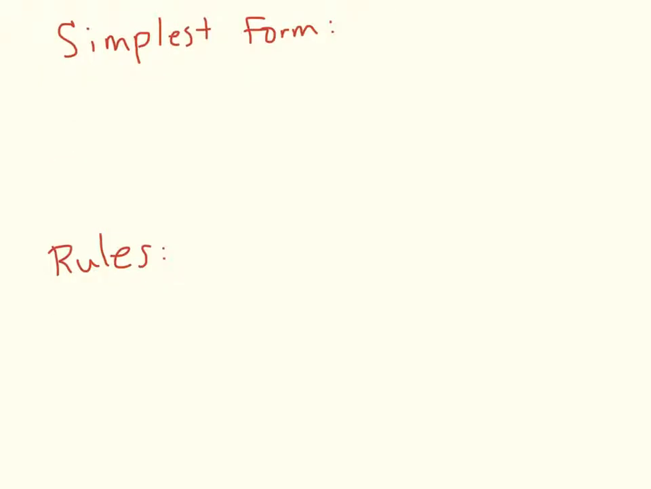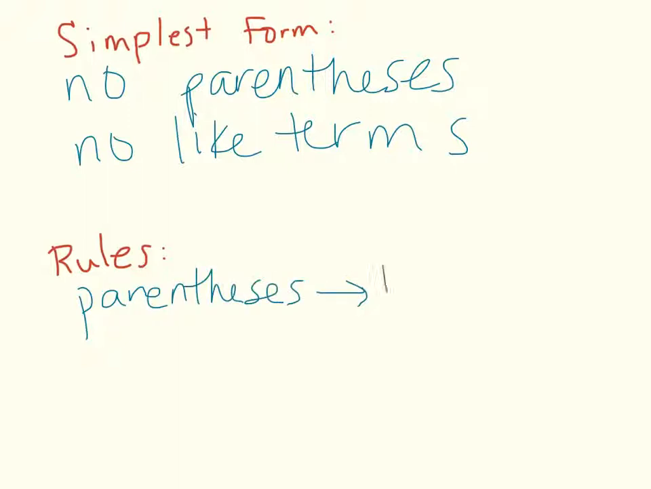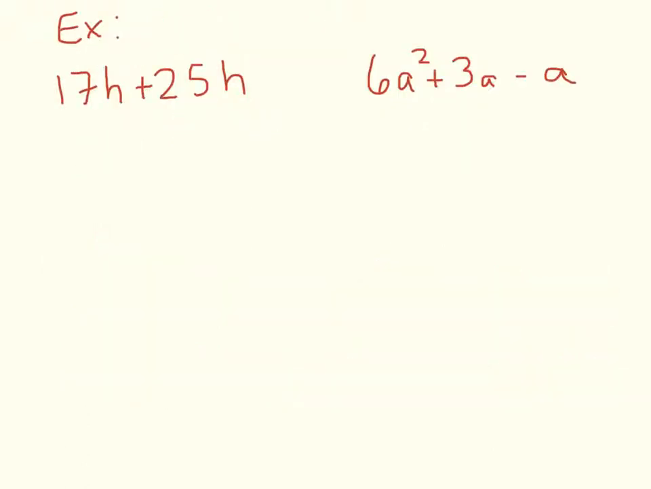So, simplest form means very simply no parentheses and no like terms. And my rules, well, how do I get it in simplest form? If there are parentheses and I need to get rid of them, I distribute. And if there are like terms, then I combine them. So let's look at a few examples.